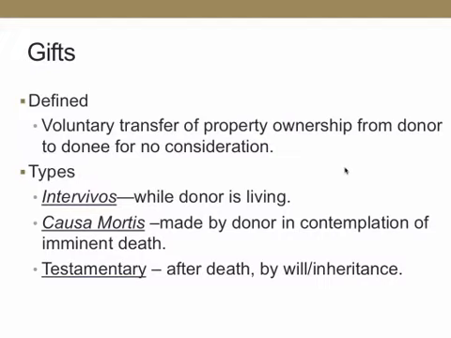A gift is a voluntary transfer of property ownership from a donor to the donee for no consideration. Examples include inter vivos, causa mortis, and testamentary gifts. An inter vivos gift is made while the donor is living. A causa mortis gift is made by a donor in contemplation of imminent death. And a testamentary gift is made after death. That's usually by a written will or inheritance.